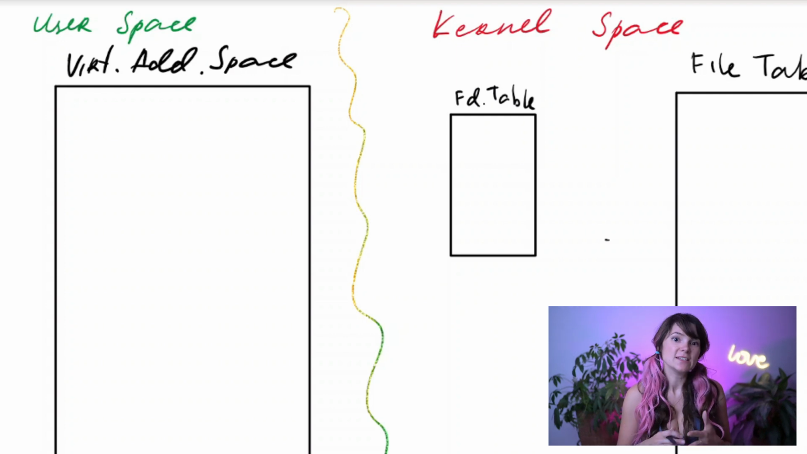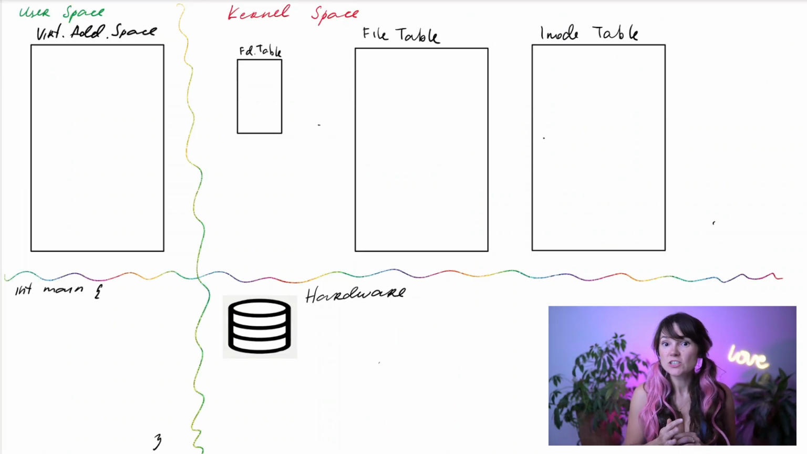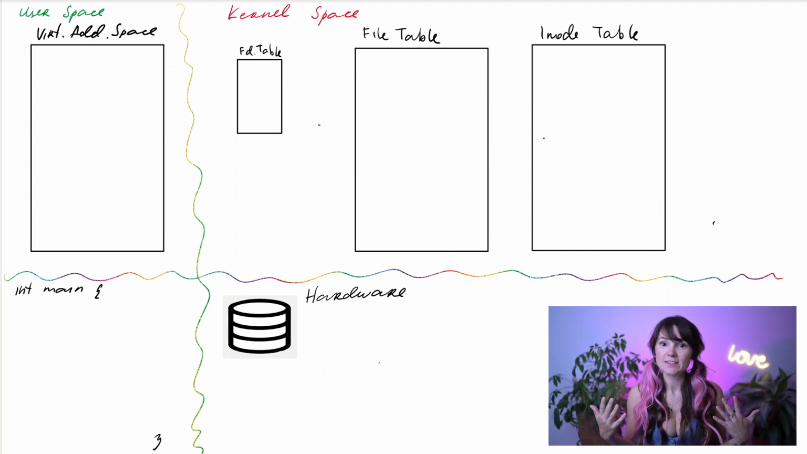Virtual address space is the range of memory addresses that processes can use. It allows each process to operate as if it has its own isolated memory, even though the actual physical memory might be shared. Okay, and now I think we have all the pieces together and we are ready to discuss what actually happens when we open a file.